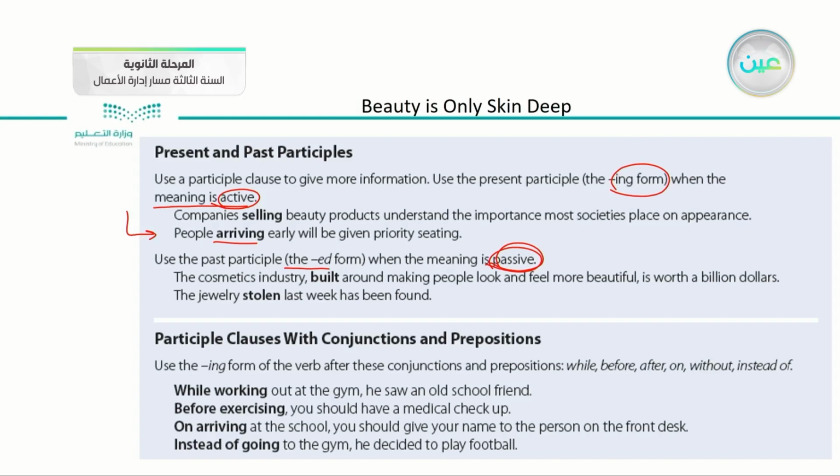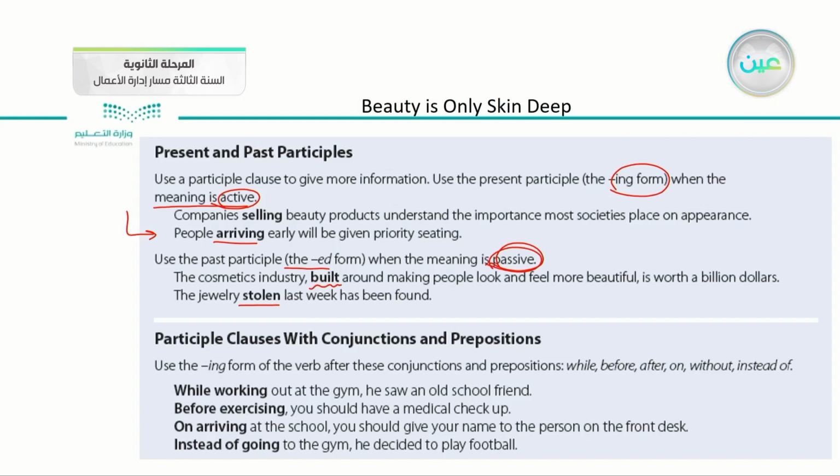The cosmetics industry, built around making people look and feel more beautiful, is worth $1 billion. Why didn't we add -ed here? Because the word build is an irregular verb. And the same goes for the second example. The jewelry stolen last week has been found. The word steal is an irregular verb, so we used the word stolen.